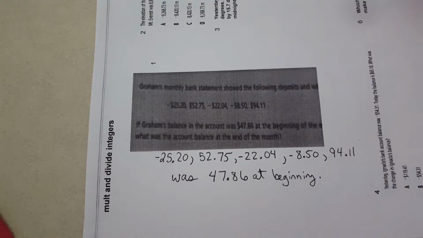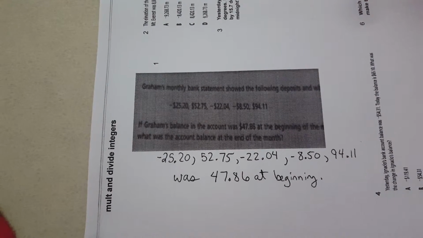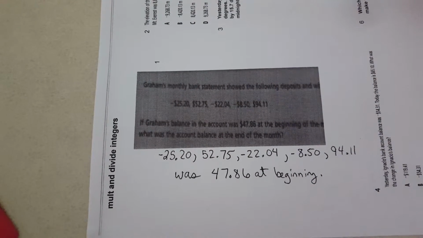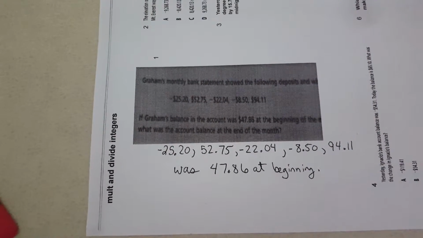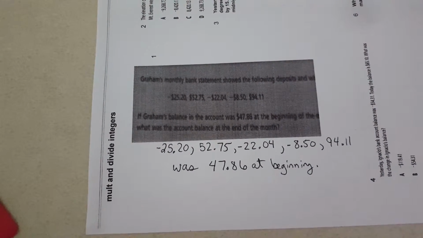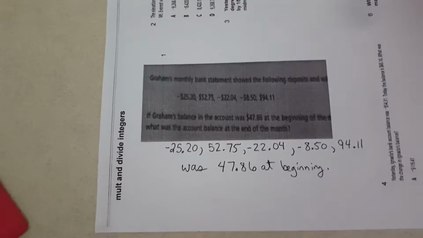So for the handful of students that did not finish the 1 through 7 questions on the back of the multiplying and dividing integers worksheet, here's some help. So for question number 1, it's talking about Graham.